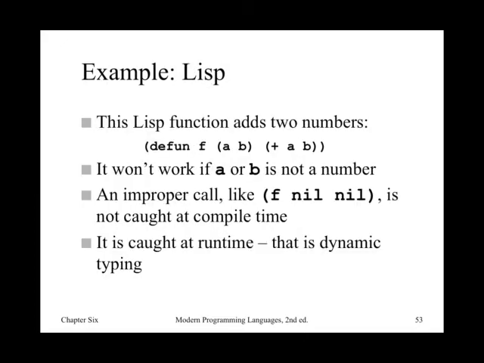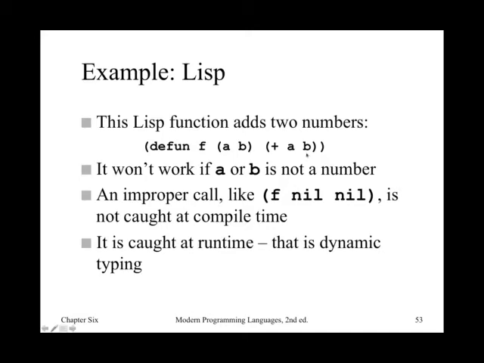Here's an example of Lisp, and the truth is I've got to go dust off my Lisp. I haven't programmed in Lisp in a long, long time. But here's an example, right? The define defines a function. I'm going to call it f. It's going to take a and b as parameters. It's a tuple, or a parameter list, or however you want to view it.